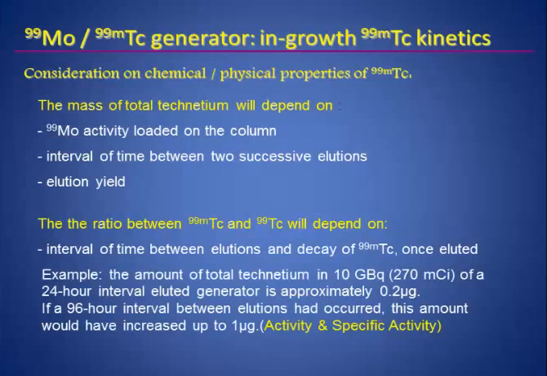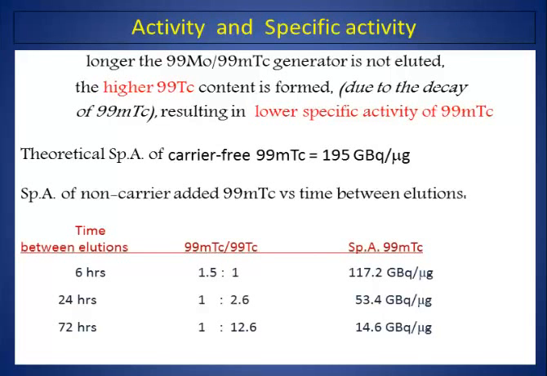For example, the amount of total technetium in 10 gigabecquerel with a 24-hour interval is approximately 0.2 microgram. With a 96-hour interval between elutions, the amount is about 1 microgram. That's a lot. In other words, the longer the technetium is not eluted, the higher the percent of technetium-99 formed. And technetium-99 is exactly the same as technetium-99m, chemistry-wise. So what you label with technetium-99m will also be labeled with technetium-99, and that leads to lower specific activity.